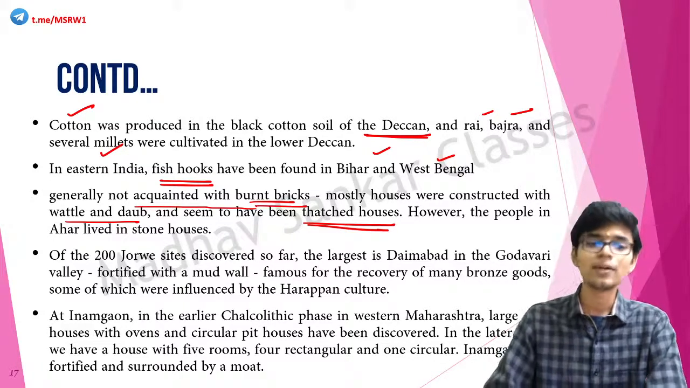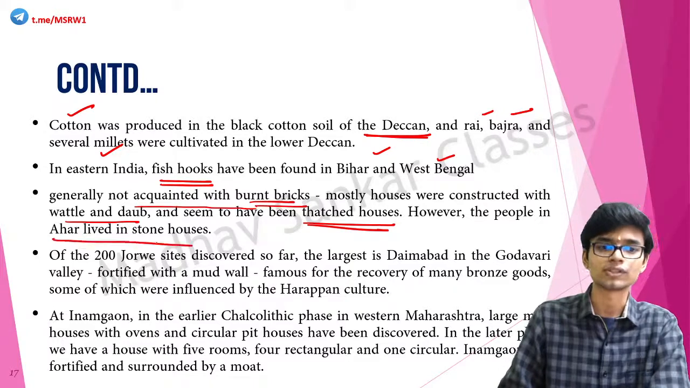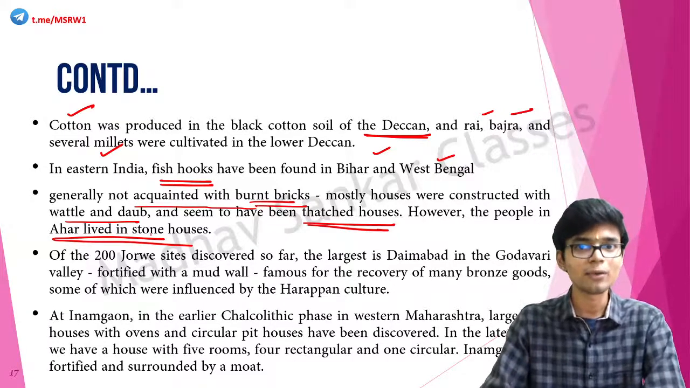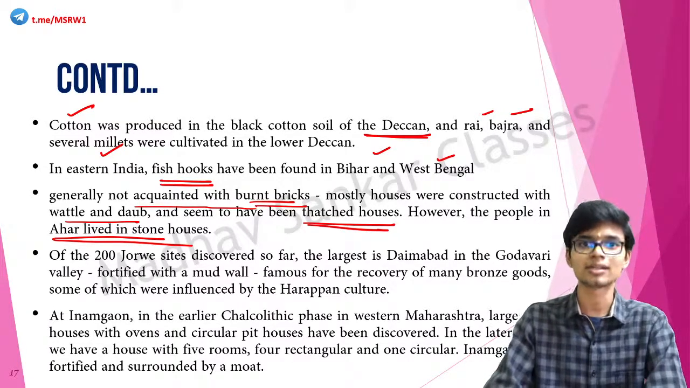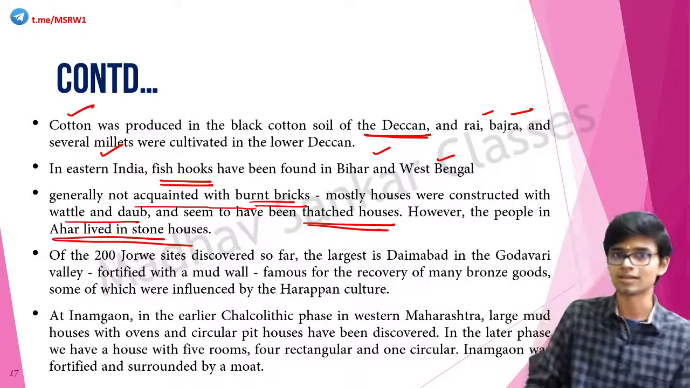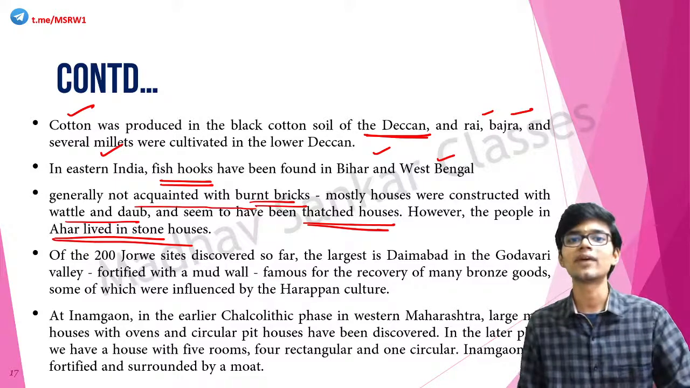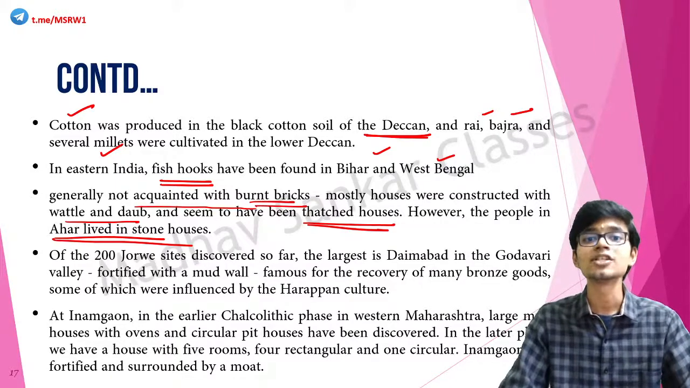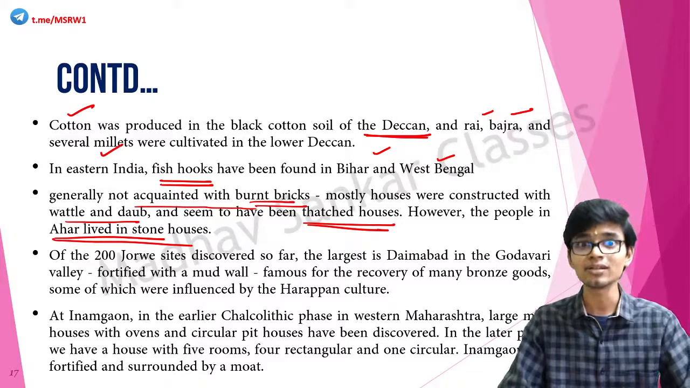However, people in Ahar lived in stone houses. Ahar is a very important site which is located in Rajasthan. It is a very important site for a lot of reasons, some of which we have already discussed. So here in Ahar, we find evidences that people lived in stone houses, while in most other areas, we find that people lived in thatched houses.